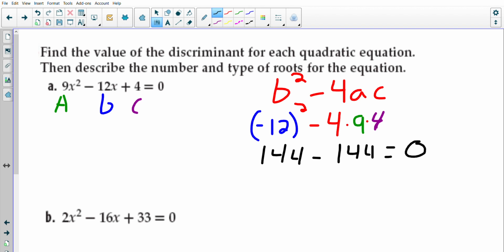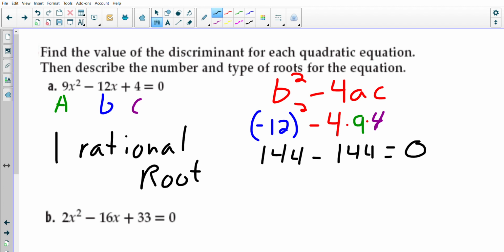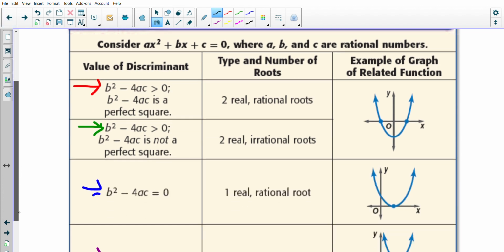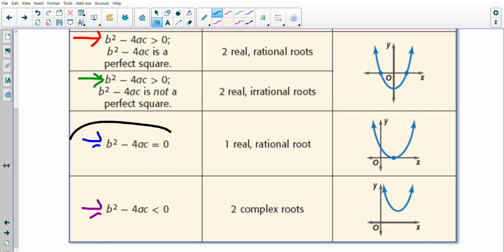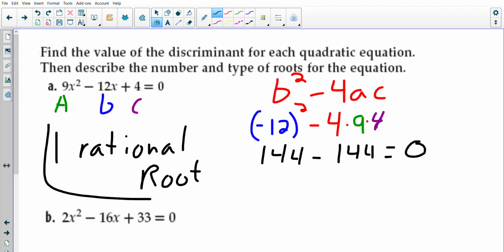So given that we have a discriminant of 0, how many roots will we have? We'd have one rational root. All right, so keep in mind, I'm thinking back to this chart, and if we have this equals 0, that means we have one real rational root. So that's what I'm looking at right there. All right, so there is my answer.